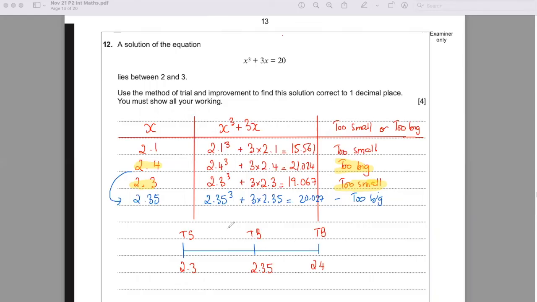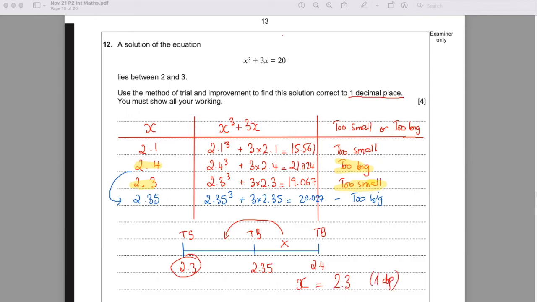Imagine your solution has to lie somewhere between, okay, here. But if all of this is too big, the solution is not going to be in here. It has to go inside here where it lies between something too small and something too big. So it's somewhere there. And if it's somewhere there, it can be 2.34, 2.33, or 2.345, whatever it is, when you round to one decimal place, it's going to round to 2.3, right? So your final answer should be 2.3 to one decimal place.